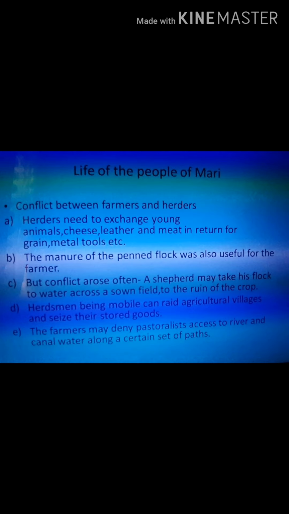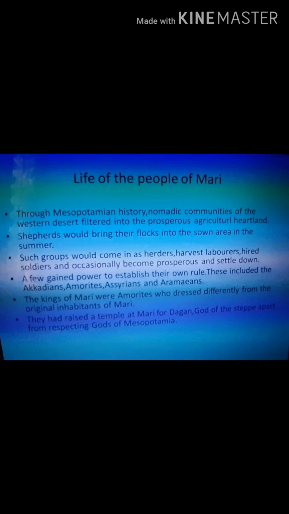For example, a shepherd may take his flock to water across a sown field, and this would ruin the crops. Since the pastoralists were mobile and moving from one place to another, they could easily raid agricultural villages and seize their stored goods. The farmers may deny pastoralists access to river and canal water along a certain set of paths. So this was the interaction and the conflict between both communities.